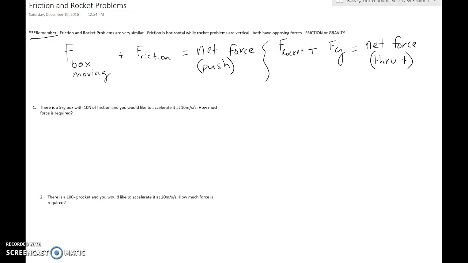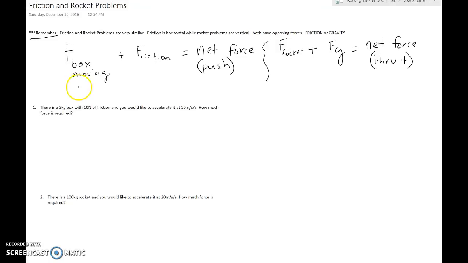In both cases, you're dealing with opposing forces, either friction, slowing a box moving, or gravity, which slows down the rocket or the object that you're trying to move into the air. So in both cases, when you apply a force, you have to apply a force not only great enough to accelerate the box or the rocket, but enough force to overcome friction or gravity. That's what these equations up at the top here are trying to show.